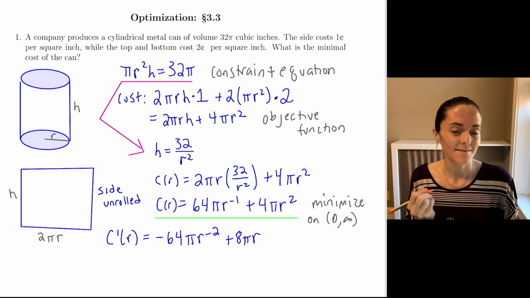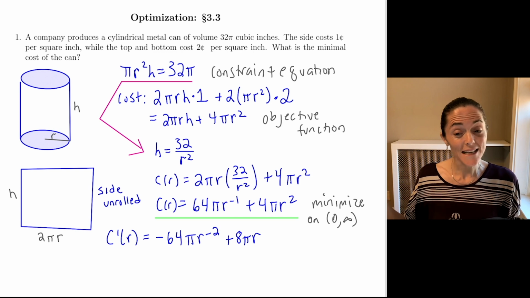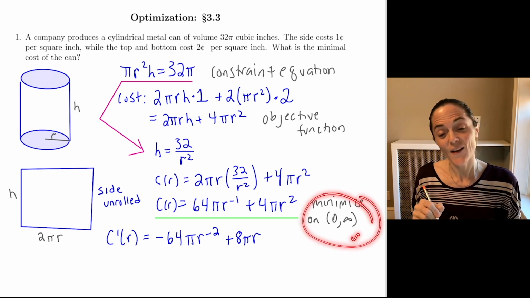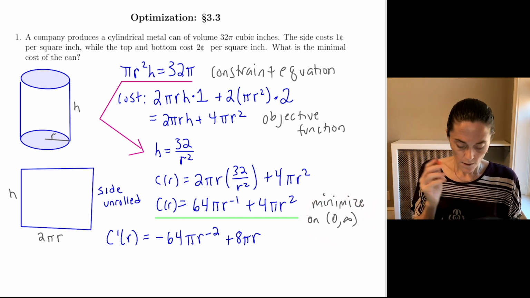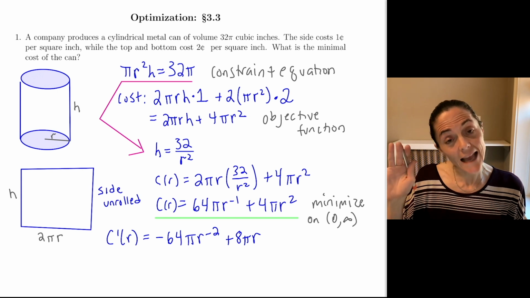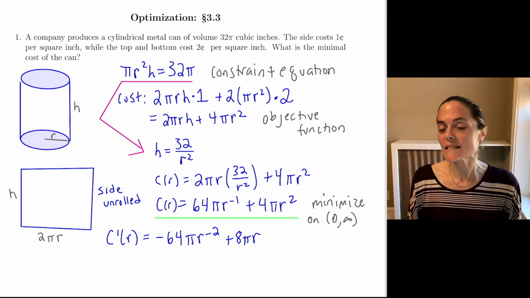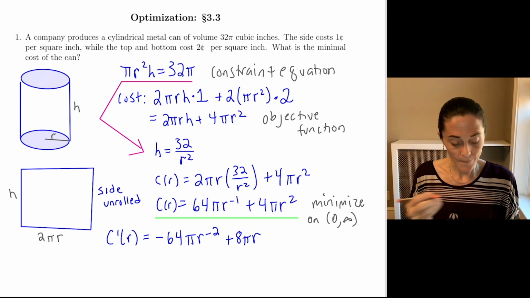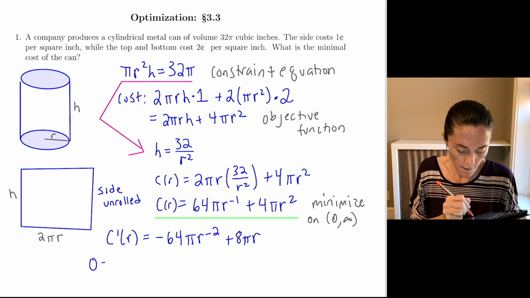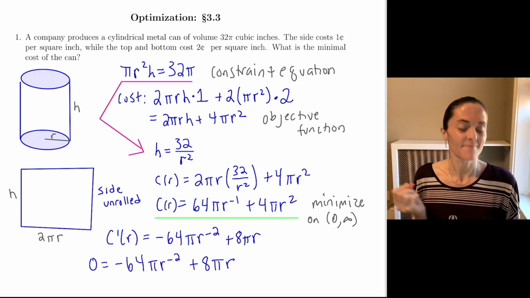Critical points are where the derivative is 0 or does not exist on this interval. Well, does not exist. You see I have an r to the minus 2. This will just happen at 0. That's not in my interval. So really, I'm just interested in where the first derivative is 0.